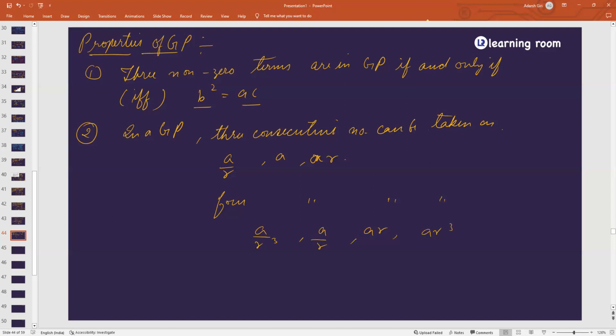What is the common ratio here? Tell me. What is the common ratio here? R. No. Divide the next term with the previous term. Then tell me.